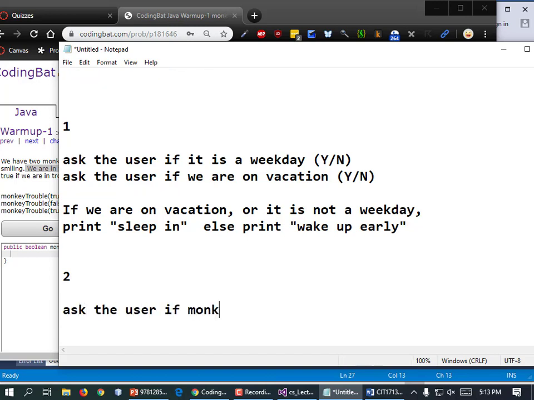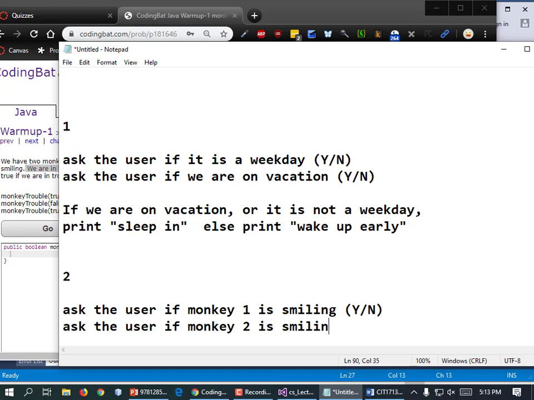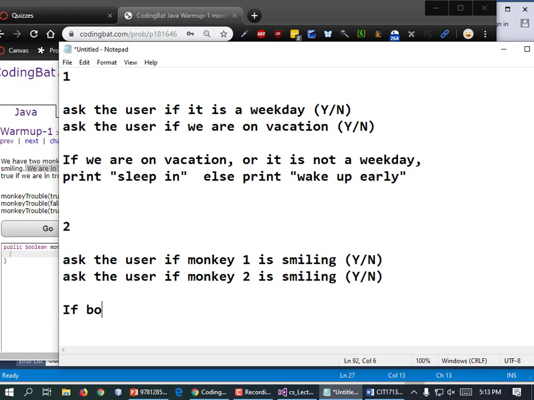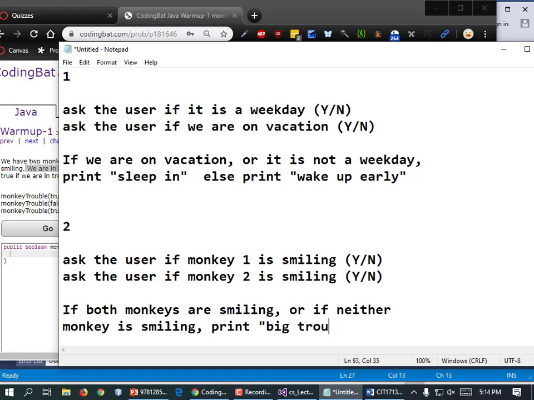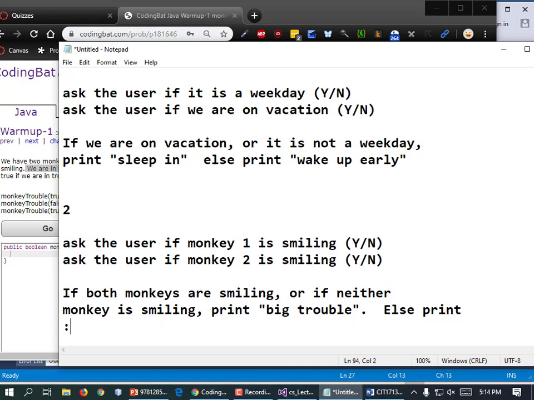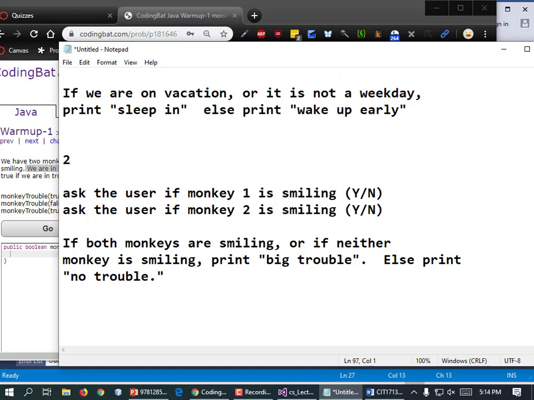Ask the user if monkey 1 is smiling, y in. Ask the user if monkey 2 is smiling, y in. If both monkeys are smiling, or if neither monkey is smiling, print big trouble. Else print no trouble. We don't have small trouble when it comes to monkeys. It's either big trouble or no trouble.